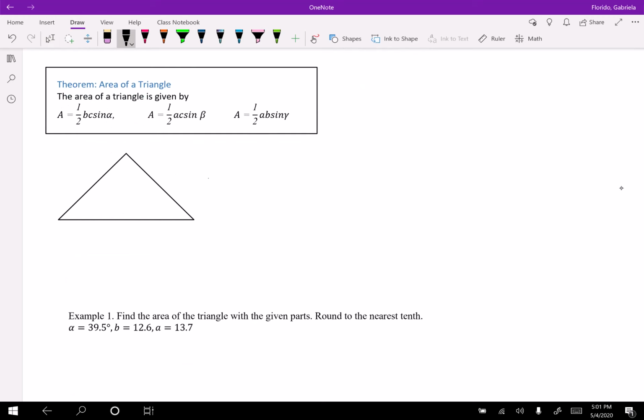So if you're working with b, c, and alpha, then you're going to use the first one. If you're working with little a, little c, and beta, you're going to use the second one. And if you're working with a, b, and gamma, then you're going to use the third one. But let's talk about how we ended up coming up with these three formulas.